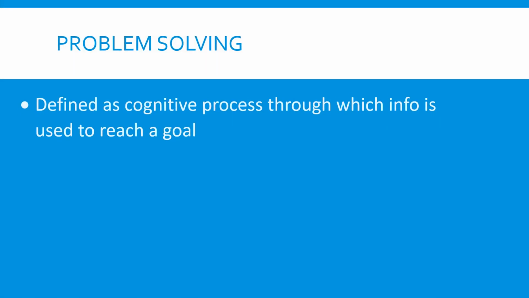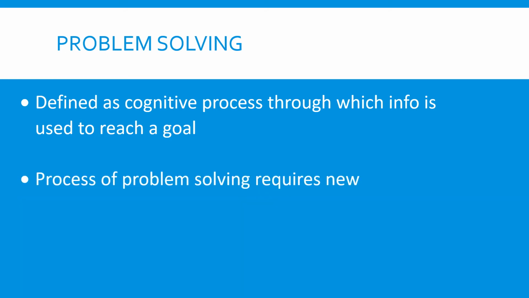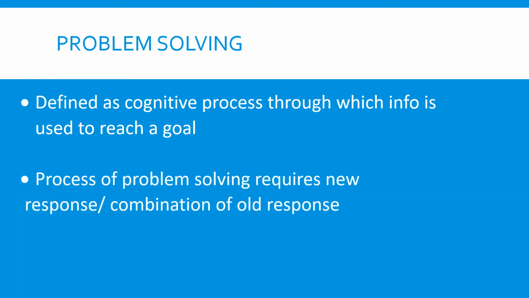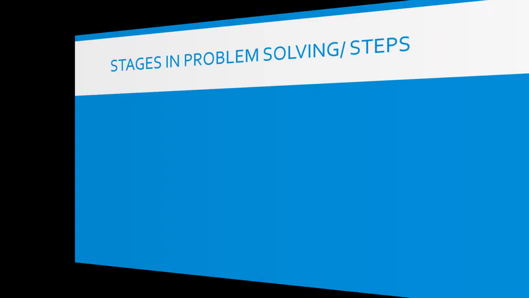Next we have problem solving. It is defined as a cognitive process through which information is used to reach a goal. The process of problem solving requires a new response, a combination of old responses. Reason often provides the answer.